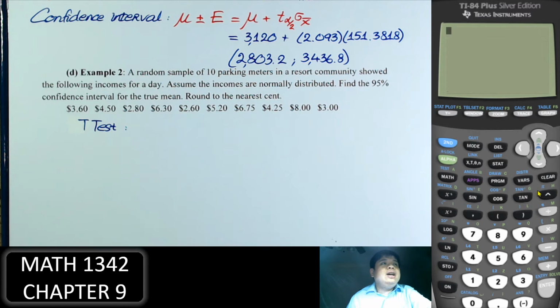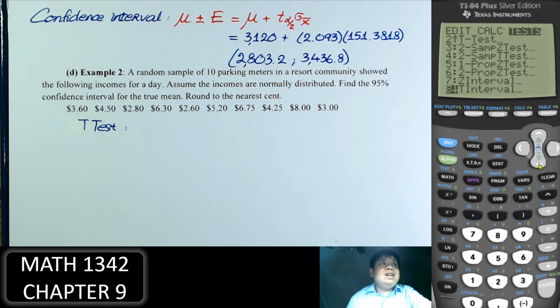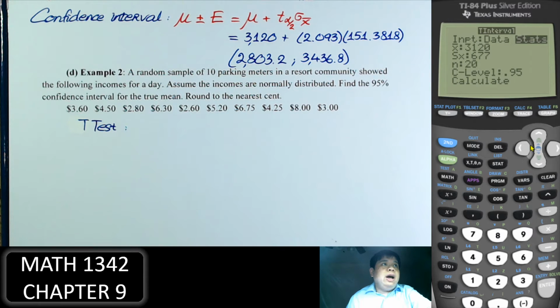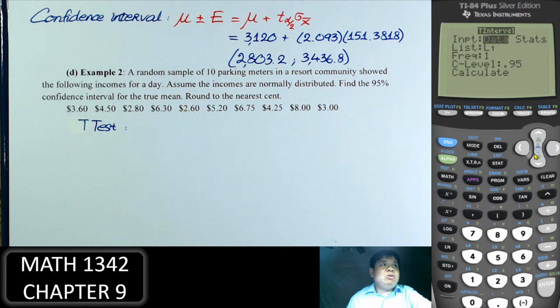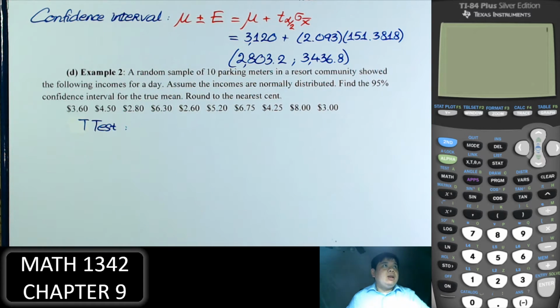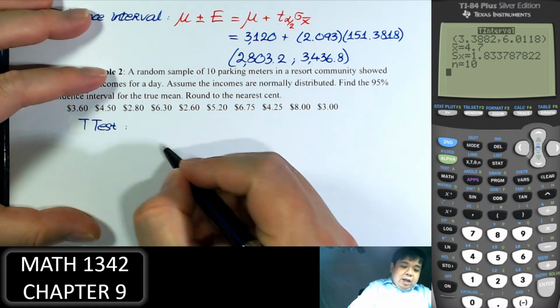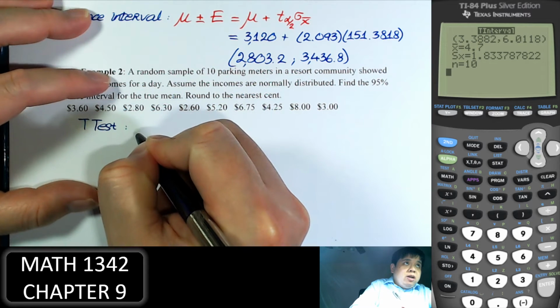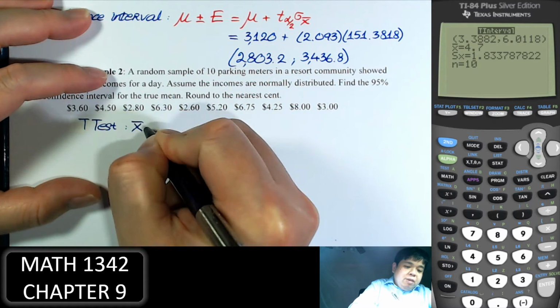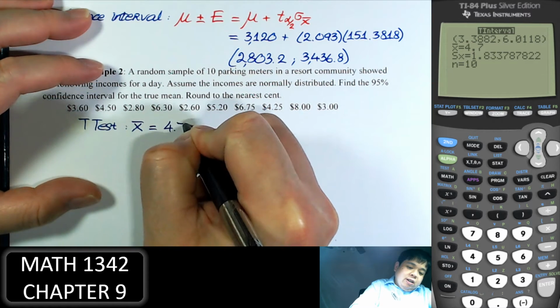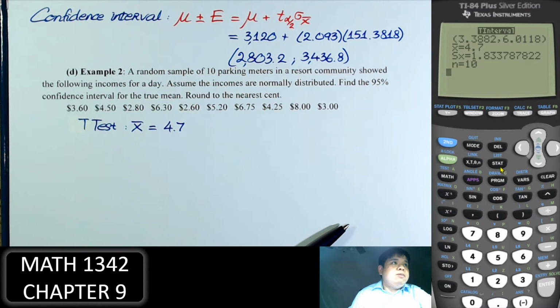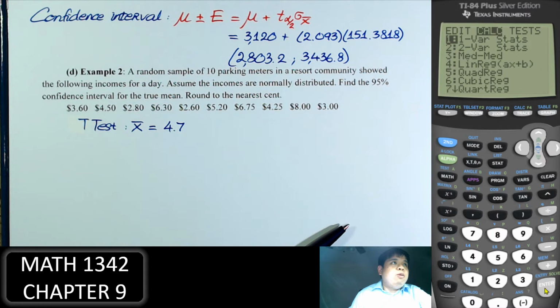Next, go to stat, test, and the option where it says t interval, and this time we choose data, and the data come from this list. We just go ahead and calculate. All right, the mean of the sample is 4.7. If we do the one variable statistic, we have that.